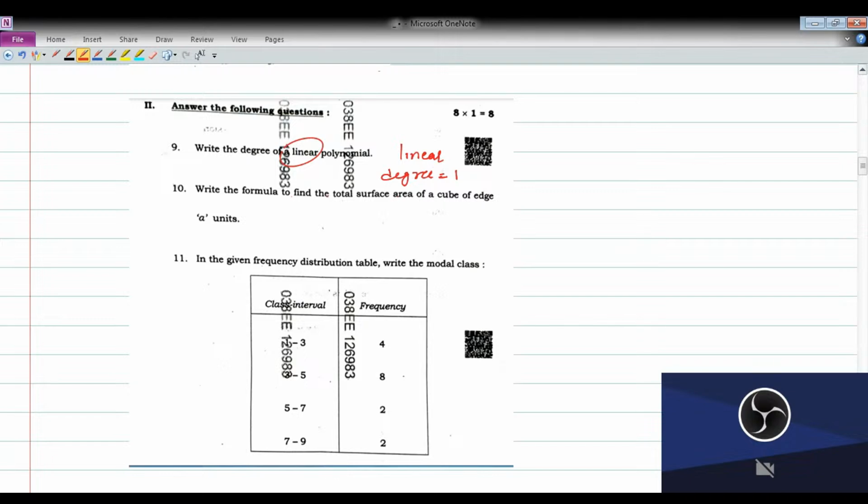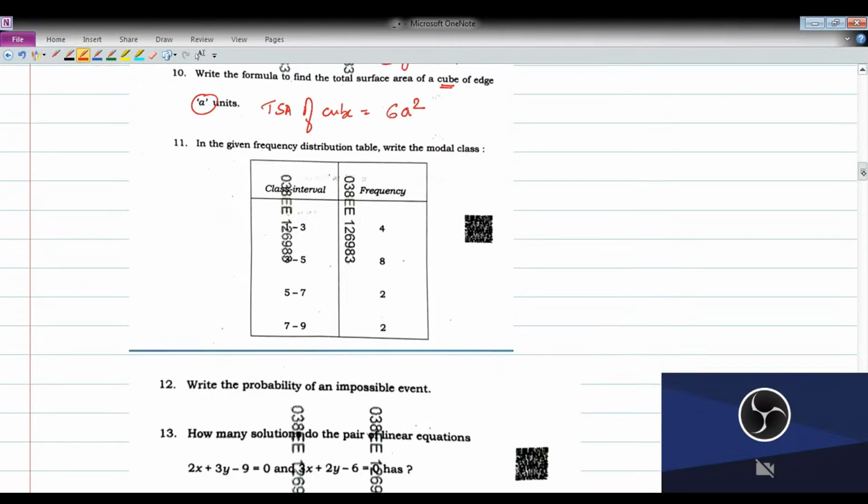Write the formula to find the total surface area of a cube of edge a units. So we have to write the TSA. What is the TSA of a cube? TSA of a cube is equal to 6a square. If asked for the total surface area of a cube, we add the areas of the 6 faces. Taking 6 times a square, it becomes 6a square.